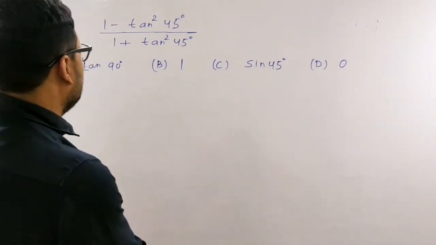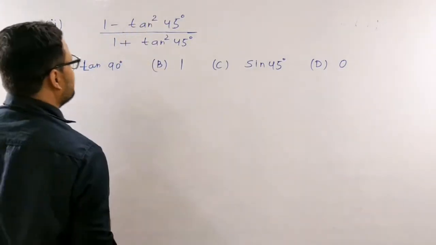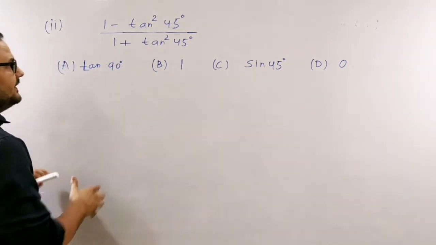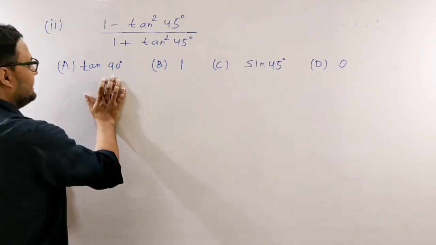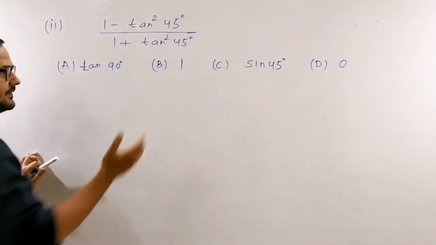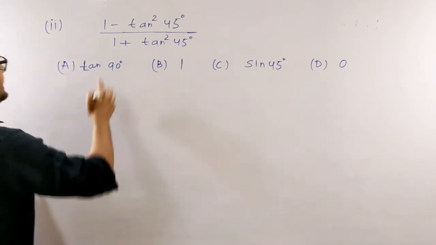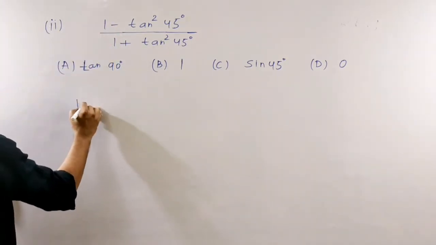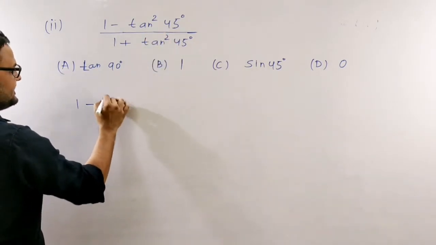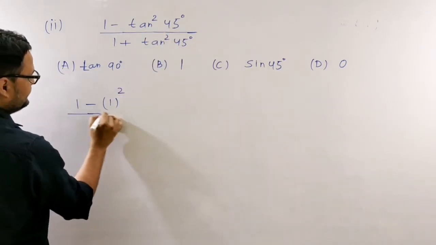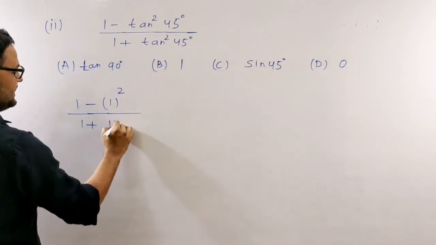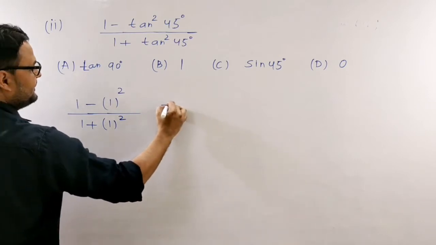Second main, second one. 1 minus tan square 45 divided by 1 plus tan square 45. We have 4 options: tan 90, 1, sin 45 and 0. Out of these, which is the right answer? Let us simplify. Tan 45 is 1, so tan square 45 is 1 square. In the denominator, again tan 45 is 1, so 1 plus 1 square.